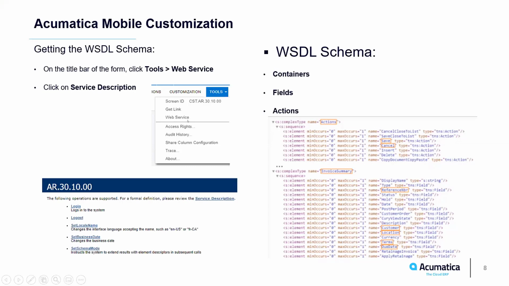We're going to see this in action later on in the demo. Then you can click on the service description link of the ASMX file that opens up. And after this, you will be able to see the WSDL schema that contains the proper names that you need to use in your mobile customization code. It has the container names, as we can see on the screen, field names, and action names.